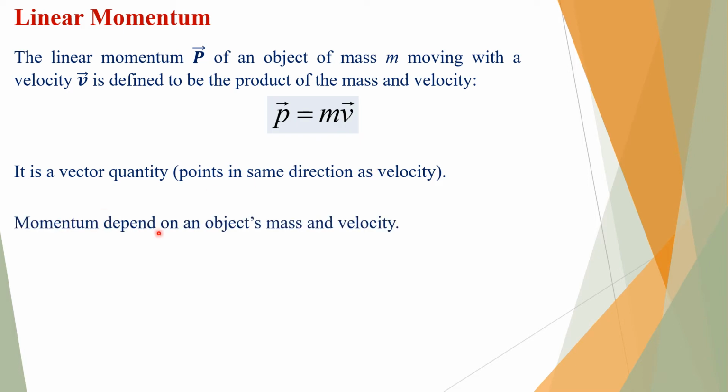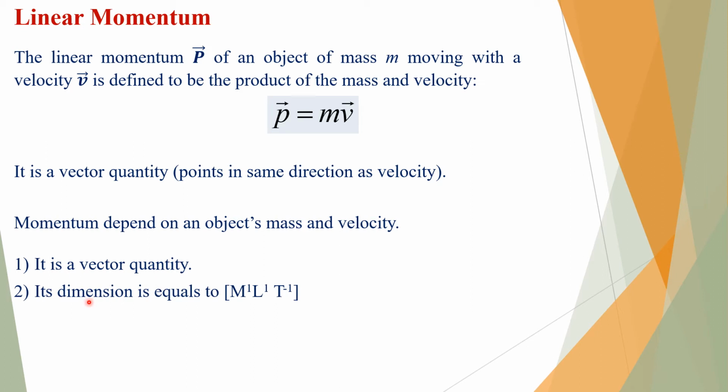Momentum depends on an object's mass and velocity. It is a vector quantity. Its dimension is M to the power 1, L to the power 1, T to the power minus 1. Its SI unit is kilogram meter per second or Newton second.